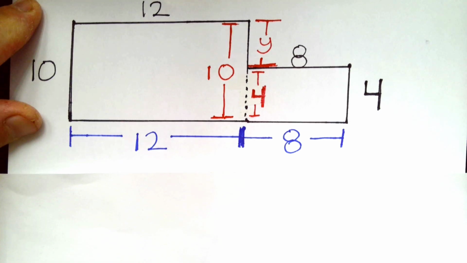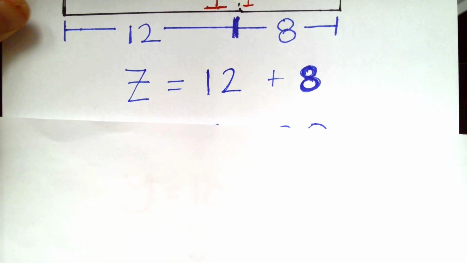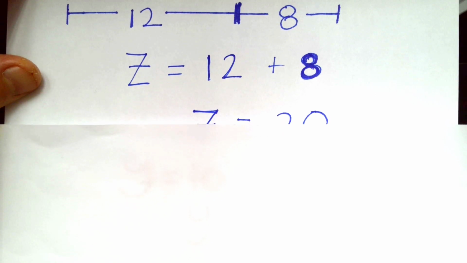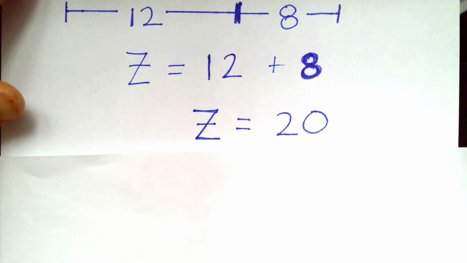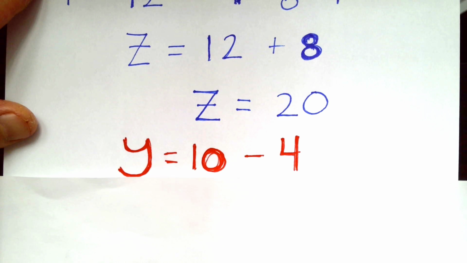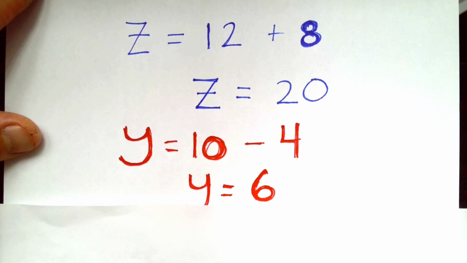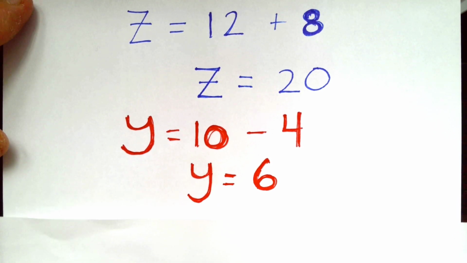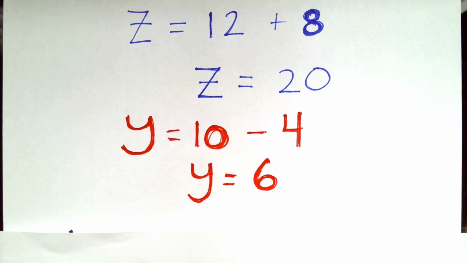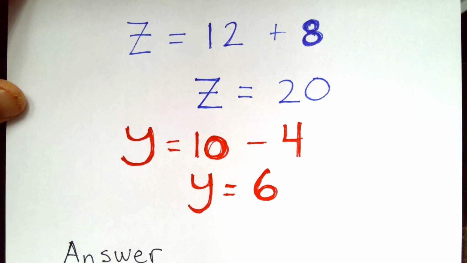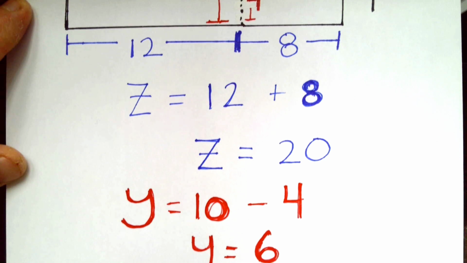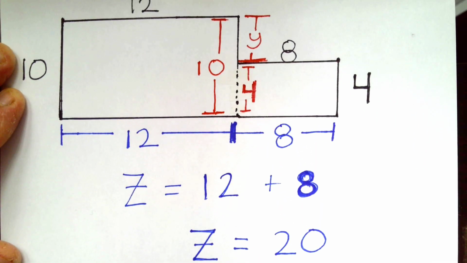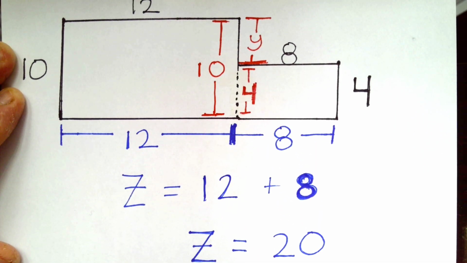Let's break that all down here. Going to show you z equals 12 plus 8, which is 20. Y equals that 10 minus the value of 4, which is 6. Again, there's always more than one way to get to that answer in mathematics. So if I went too fast, I'd want to show you that again. So 4 from 10 is 6. That's y value equals 6.